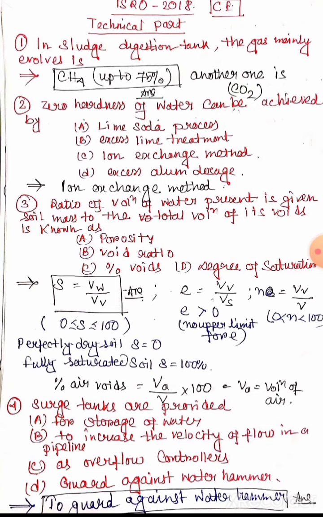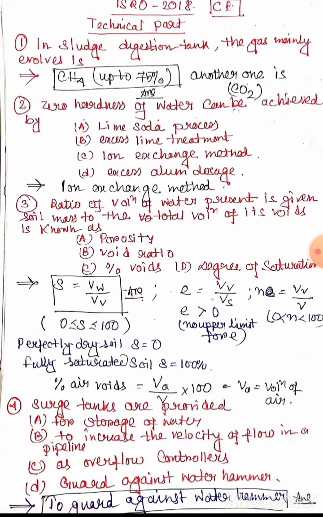Void ratio is the ratio of volume of void to volume of solid, and there is no upper limit for void ratio. Porosity is the ratio of volume of void to total volume. In percentage, porosity can't be greater than 100%. It is always less than 1, or 100 in percentage. For perfectly dry soil, the value of degree of saturation is 0, and in fully saturated soil, the degree of saturation is 100%. Next term, percentage air voids: it is the ratio of volume of air voids to the total volume.